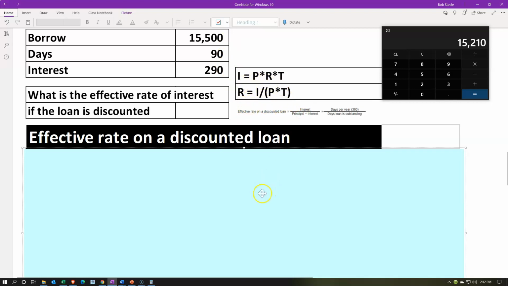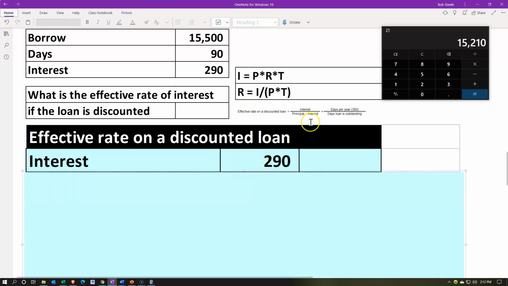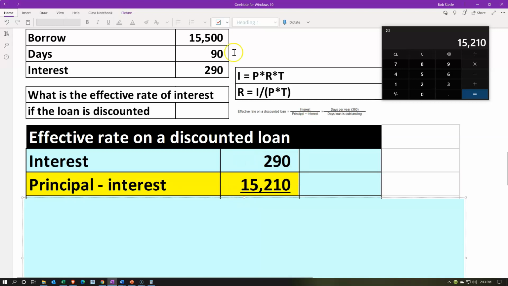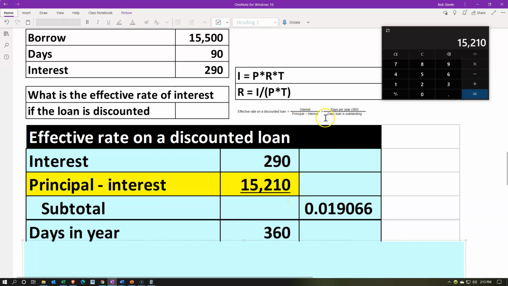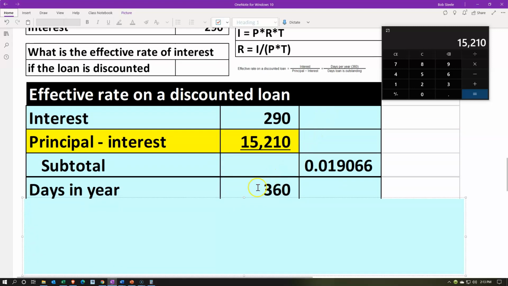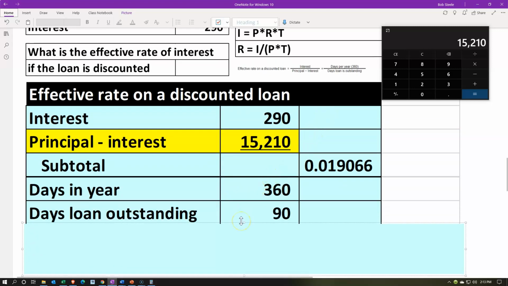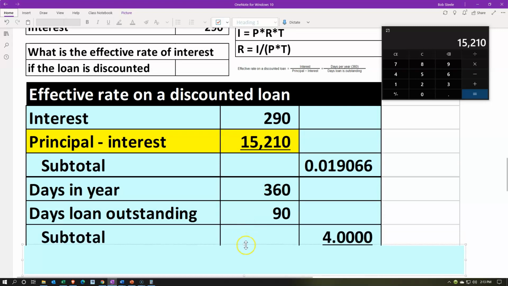Same thing. So I'm going to say the effective rate on the discounted loan, we're going to do this first half: the 290, the cost of the loan, the interest, divided by the principal minus the interest, or the 15,500 minus the 290, which is the amount of money we're actually going to get. That's the loan that we're actually going to get under normal loan terms. So the 290 divided by the 15,210 is going to give us this first portion, which is 0.019066. Then we'll take the days in the year, 360, 12 times an even 30 days, we're going to assume, and then divide that by the days the loan is outstanding, 90 days, and that's going to give us 4.